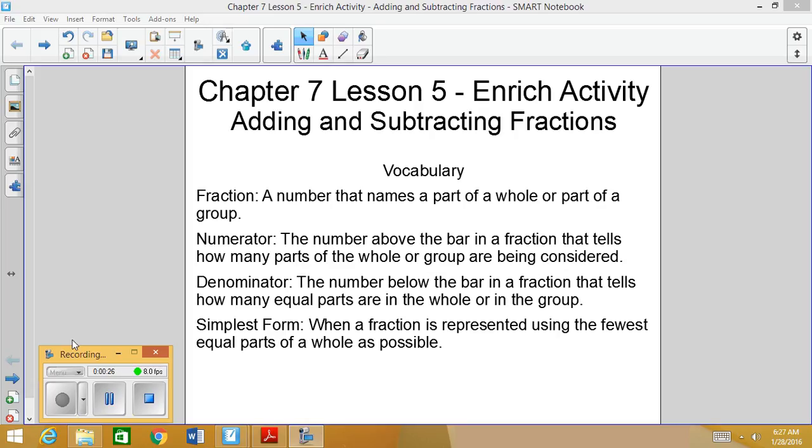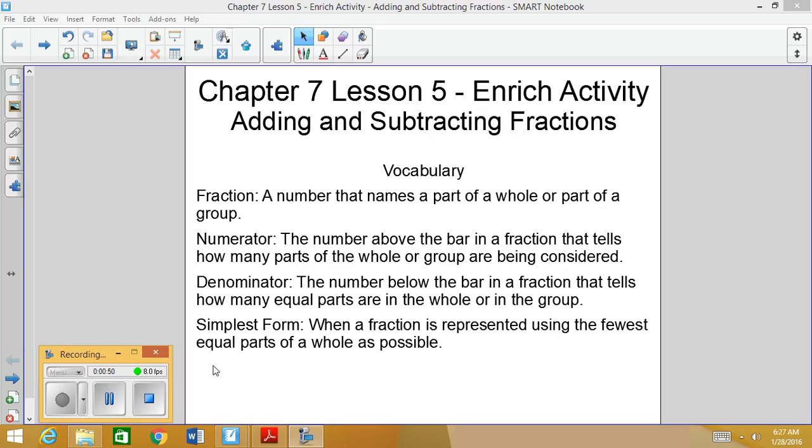Now, we've been talking about fractions for quite a while now, but one key vocabulary term that I want to go over is simplest form. Simplest form is when a fraction is represented using the fewest equal parts of a whole as possible. Take, for example, the fraction of 4/6.